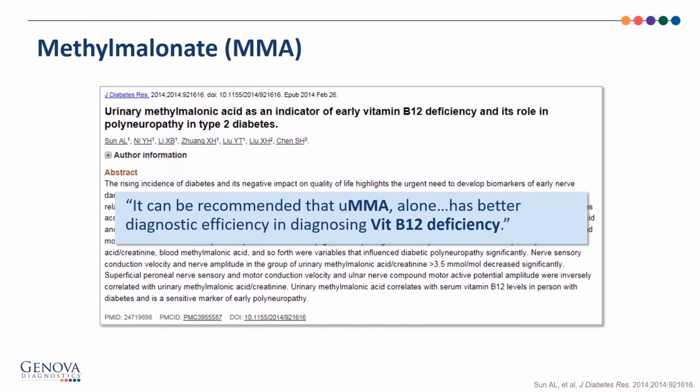Methylmalonic acid is produced in the catabolism of valine. Methylmalonic acid is converted into succinyl-CoA by methylmalonyl-CoA mutase, an enzyme that's B12 dependent. In vitamin B12 deficiency, methylmalonate levels increase. This study assessed urinary methylmalonic acid levels in diabetic patients with peripheral nerve degeneration and found it to be a useful tool for identifying B12 deficiencies.